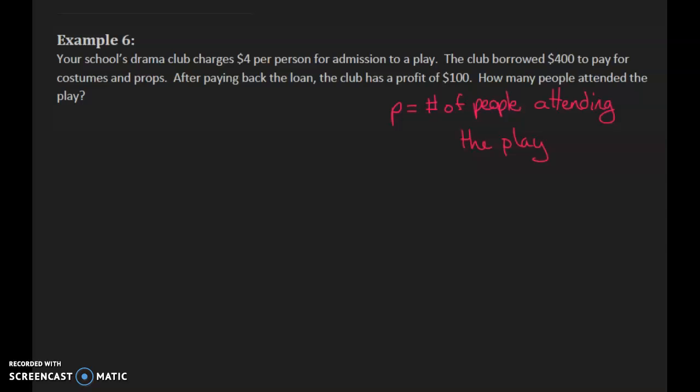So if they're charging $4 per person, that means $4 times however many people come is how much they make. So for example, if 100 people come, 4 times 100, they bring in $400. But then if, let's say, 200 people come, 4 times 200, they bring in $800. So that's how much money they brought in ticket sales. But then they have to pay back the $400 they borrowed. So that's subtracting because it's coming out of their bank account and going back to the person who borrowed it. And then equals is what they have left. They have left $100. So this is our equation. So now that we have the equation written, I'm going to have you solve for P.